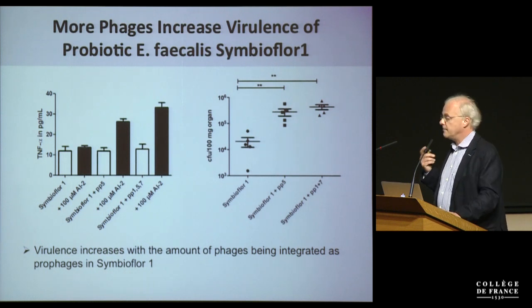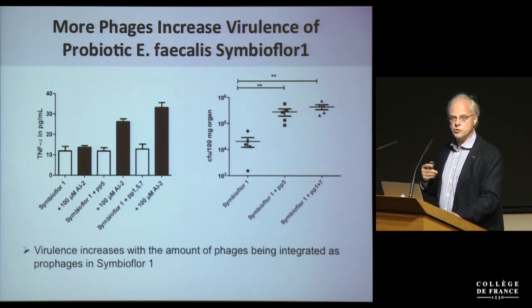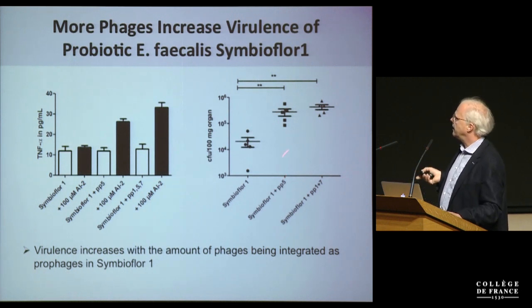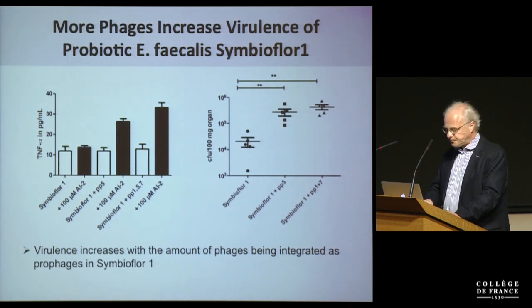This is another experiment that we did afterwards. We used the Symbioflor strain again in a mouse sepsis model, and we could show that the probiotic strain by itself has these colony counts here. If it has 1 prophage, the prophage 5, which we think is the most important one, it's higher. If it has 1 and 7, it's in about the same range.